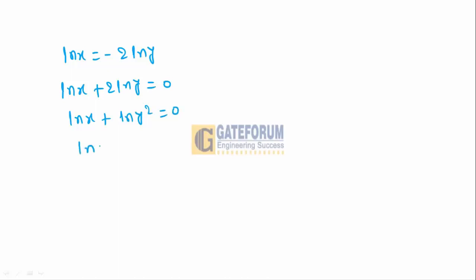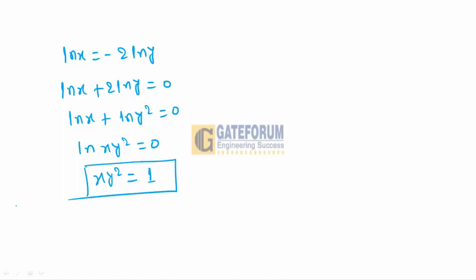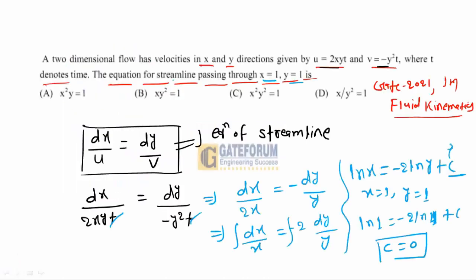Now tell me one thing, can you write it like that? ln x plus 2 ln y equal to 0. Yes. Now by using the log property, can you write ln y square? ln x y square equal to 0. Now take anti-log. If you take anti-log, then you will get x y square equal to 1. So this will be the equation of the streamline. So according to the options, you can say, sir, B is the right answer.